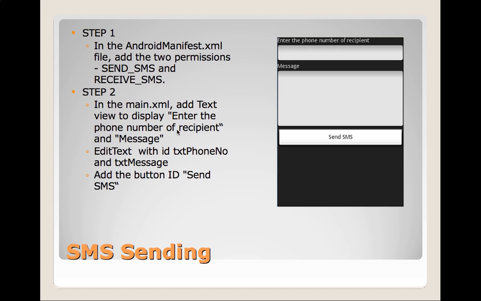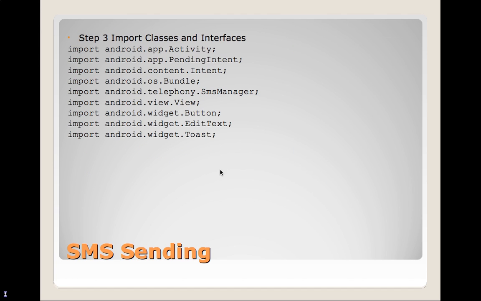Enter the phone number of the recipient of the message. Here's the phone number. Put the message in here, another text display, and then an edit text for this, an edit text for this, a label, and then the send button. Then add the button here for the send button. This is what our display is going to look like.